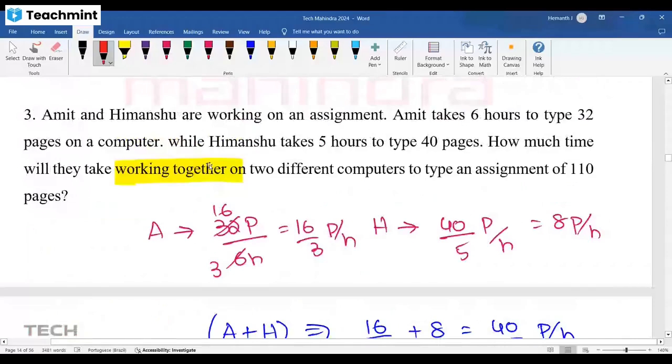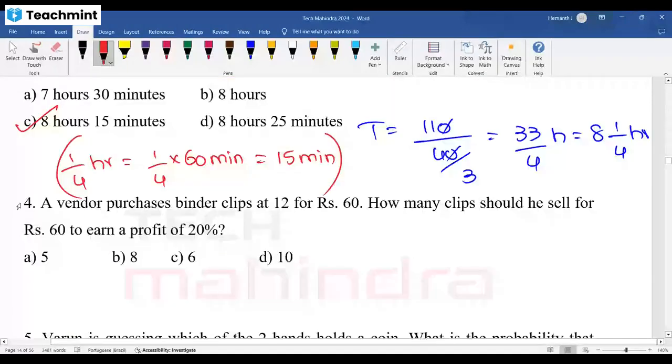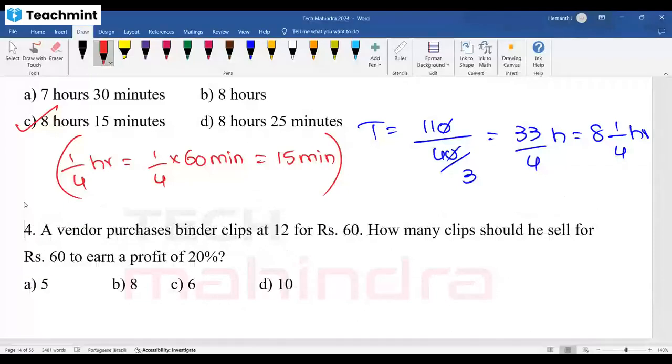Together. Right. So see the next one. Profit and loss related. Any doubt in the previous question, please? Time and work related.